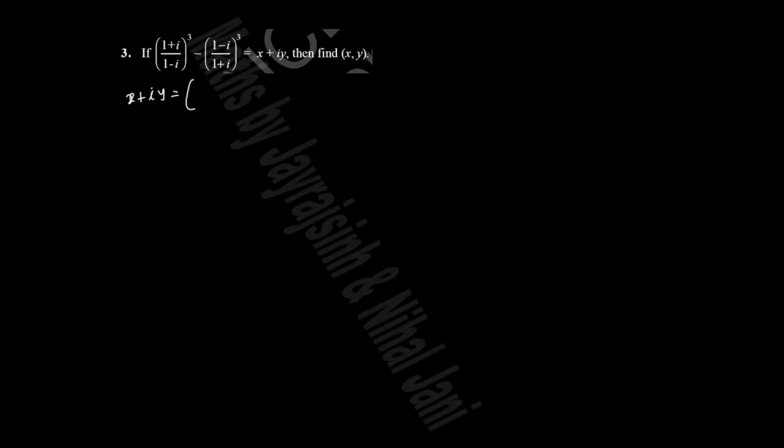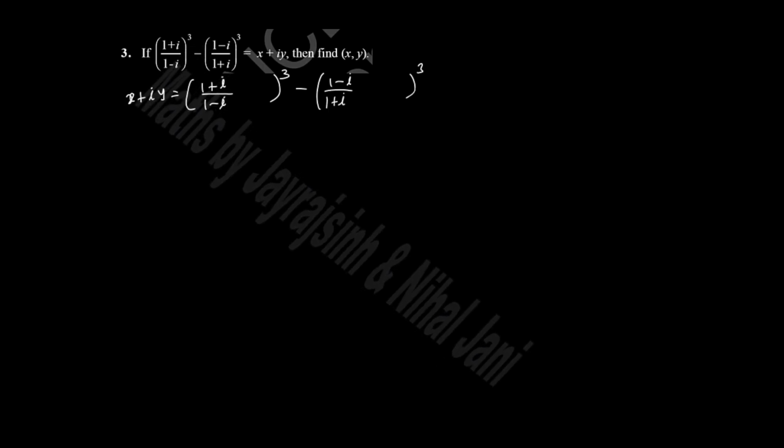If x plus iy is equal to (1 plus i upon 1 minus i) the whole cube minus (1 minus i upon 1 plus i) the whole cube. To simplify the bracket, rationalize: multiply and divide by its conjugate. And the denominator's conjugate is 1 plus i.